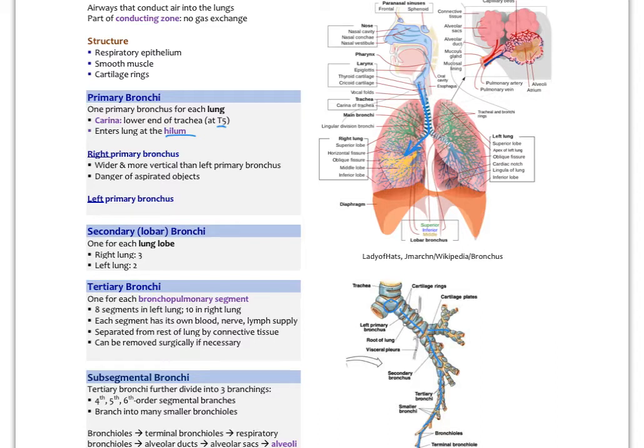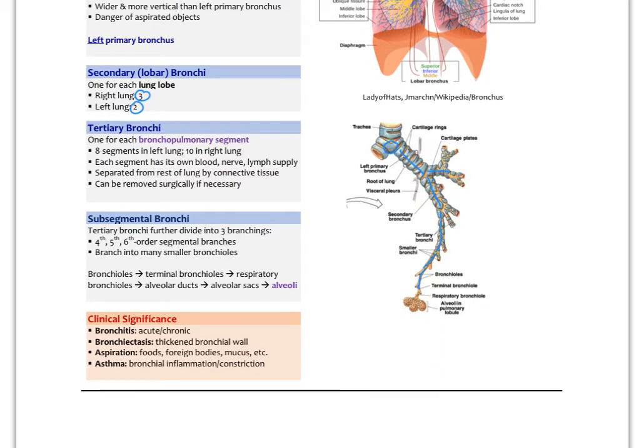For each lobe of the lung, there is a secondary bronchus, and so the right lung has 3, left lung has 2. And then there's a further division, and these are called bronchopulmonary segments. There are 8 segments in the left lung, 10 in the right, and each segment has its own blood supply, nerve supply, and lymph supply. And they're separated from the rest of the lung by connective tissue.